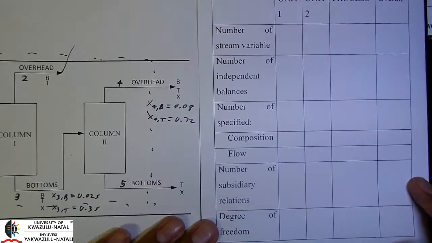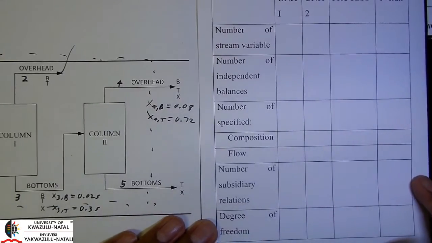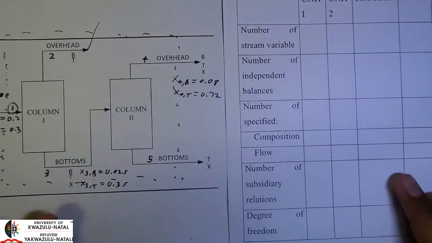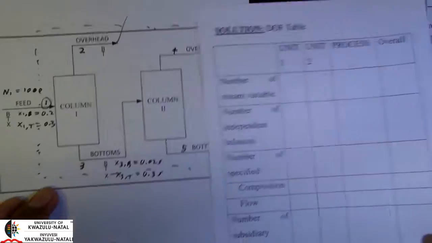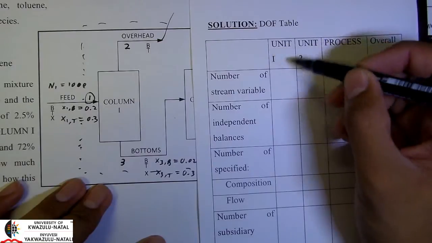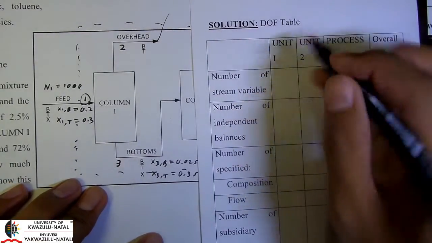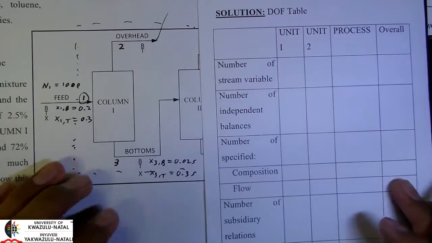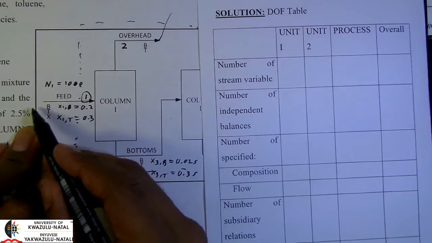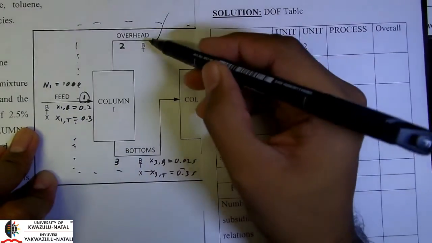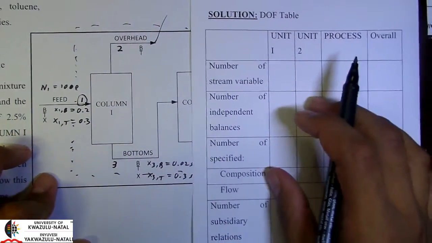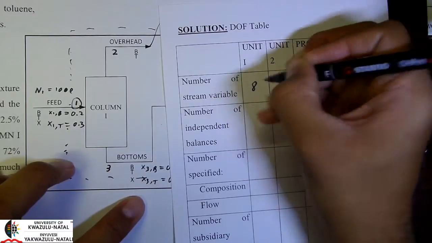Okay, so firstly, let's just fill in this degree of freedom table, and we conduct this in a similar fashion as our previous example. So let's look at it in some detail. Let's consider Unit 1, the number of stream variables. Okay, as before, we simply count the number of components in each stream. There are 3 in the feed, 3 in the bottoms, and 2 in the overhead. So that's 3 plus 3, 6, 7, 8. So that's how we get our 8.